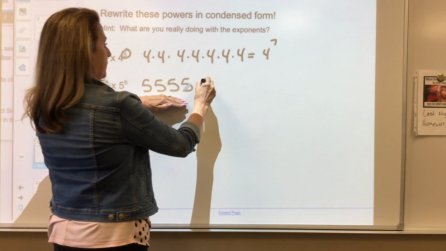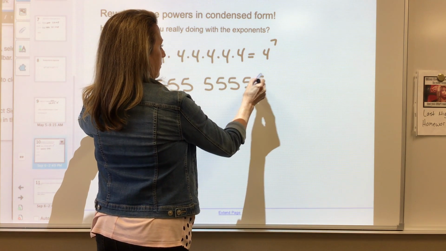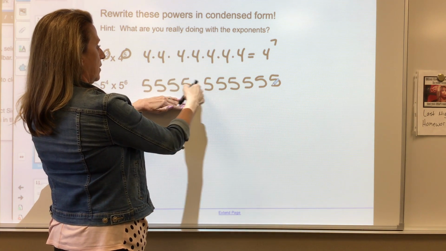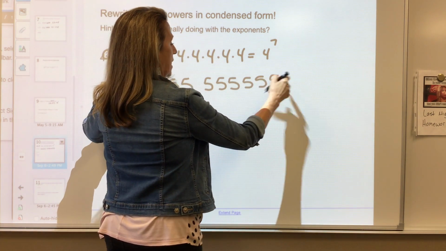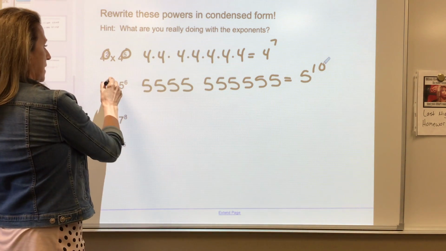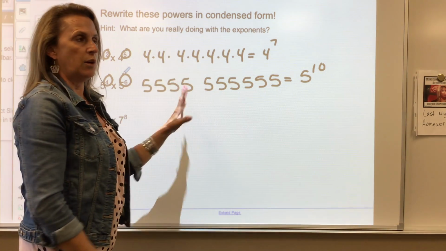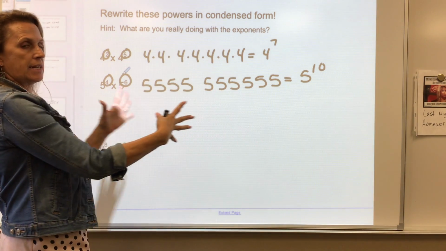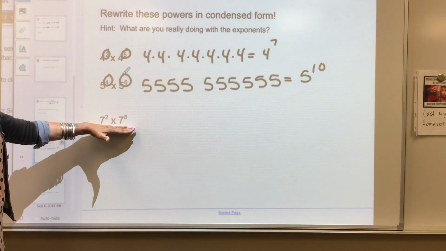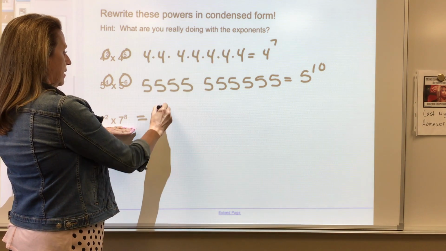There's my 4. How many do I have? 1, 2, 3, 4, 5, 6, 7, 8, 9, 10. I really have 5 to the 10th, which is the same thing as 4 plus 6. So you're really just counting how many you have. You can stretch it back out and then condense it back together. So here I have 2 7's. Here I have 8 sevens, so how many sevens do I really have? I have 10.